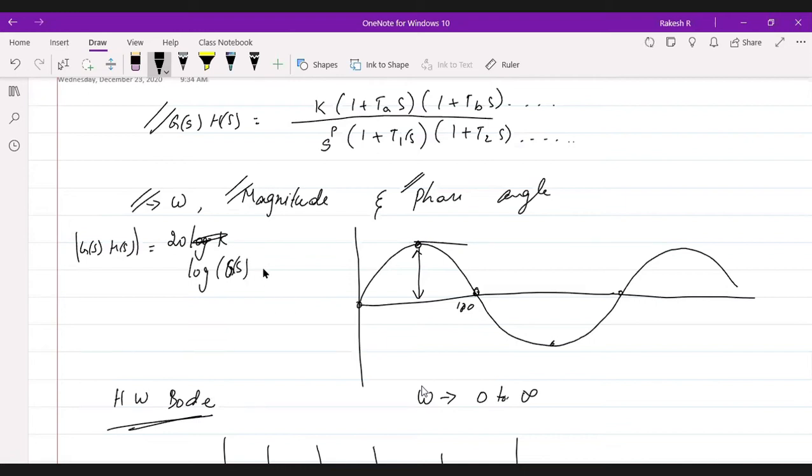You need to convert the complete system into this term, right? 20 log of this g of s into h of s for the magnitude plot. And for the phase, you need to take out the phase angles.